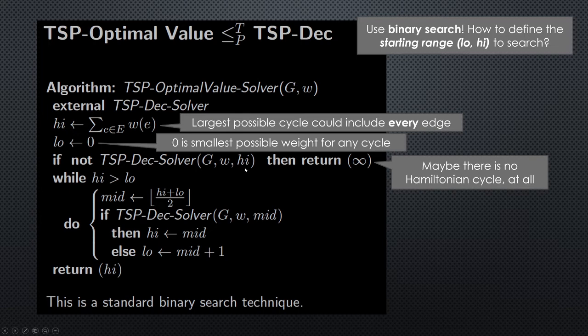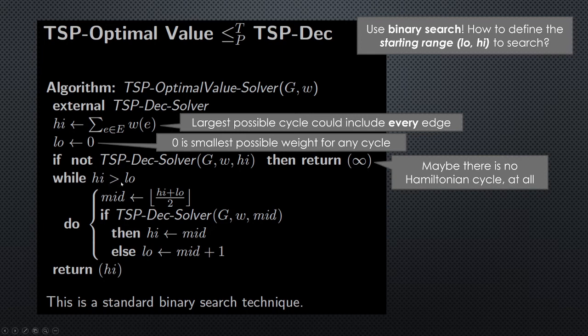If there's no solution when we're running for the high endpoint, there's no Hamiltonian cycle with weights all the way up to the sum of all the weights in the graph, then there is no Hamiltonian cycle. We just return infinity. Okay, that's going to be the optimal value, just infinity. And then otherwise, we're going to binary search here.